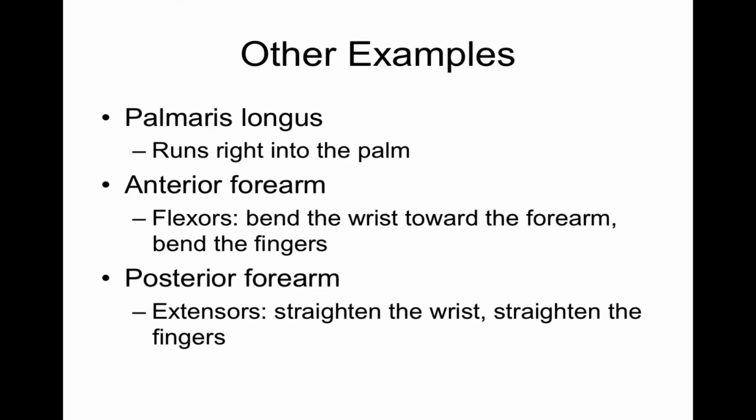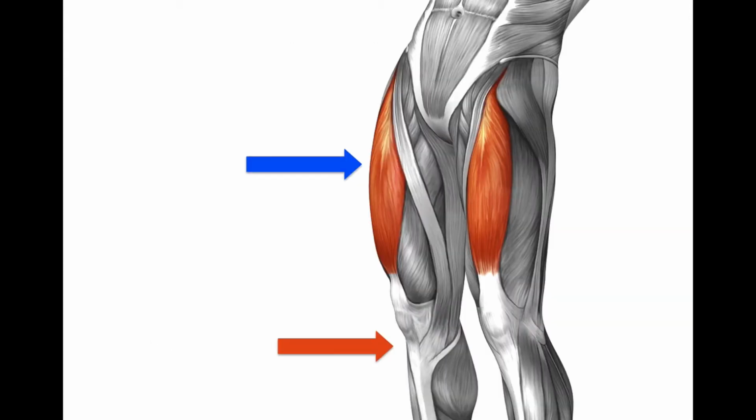Then we could talk about the anterior forearm and the posterior forearm. If you know the actions, what the actions mean, for example, flexion is bending the wrist toward the forearm or bending the fingers, and then extension is straightening the wrist or straightening out the fingers, then basically you can just look at your forearm. Anterior is on the same side as the palm. Posterior is on the same side, opposite the palm, or the dorsum of the hand. Then you can basically just look at these muscles and describe their actions given the definition of the terms here.